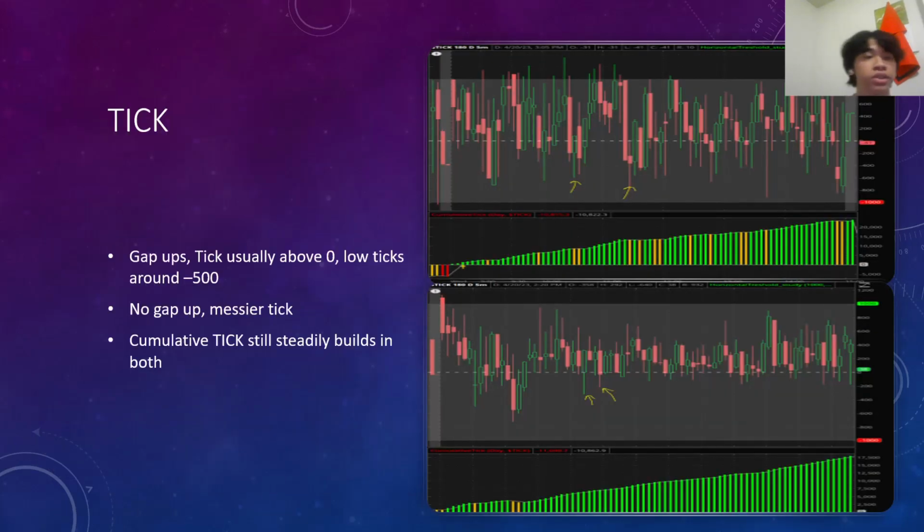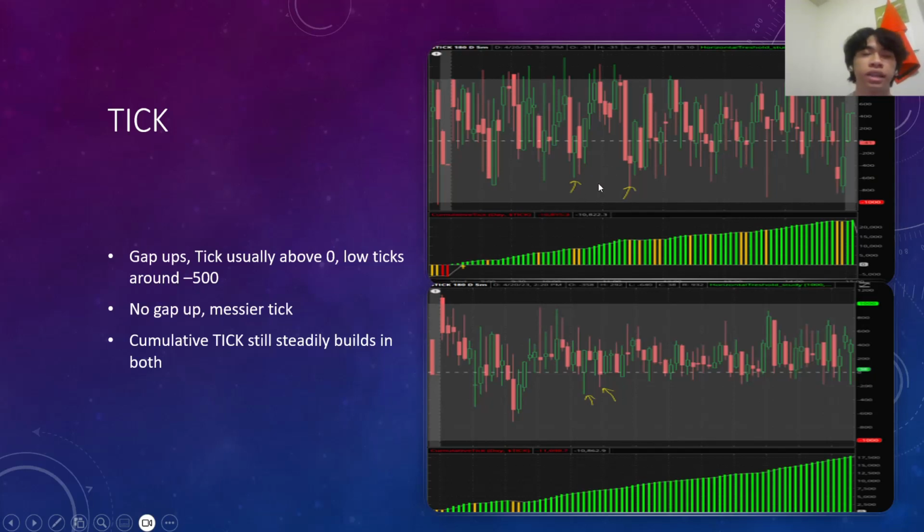And then there's also some nuances about the tick. So on gap up days, tick is usually above 0, as you can see here, and the low ticks are around 500-ish. But whenever there's not a gap up, then you see it's a much messier tick. But although it's much messier, the low ticks are still being bought up, as you see if you compare to the chart. And the cumulative tick right here, it builds throughout the day.